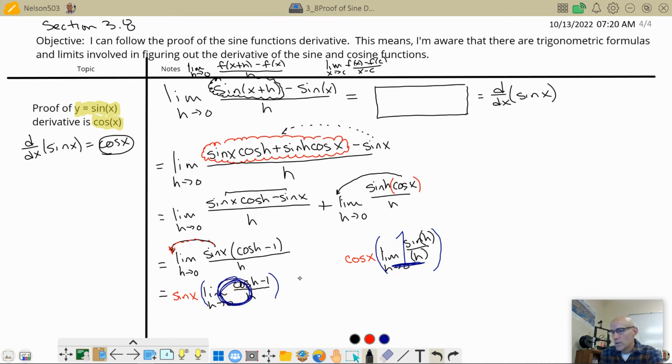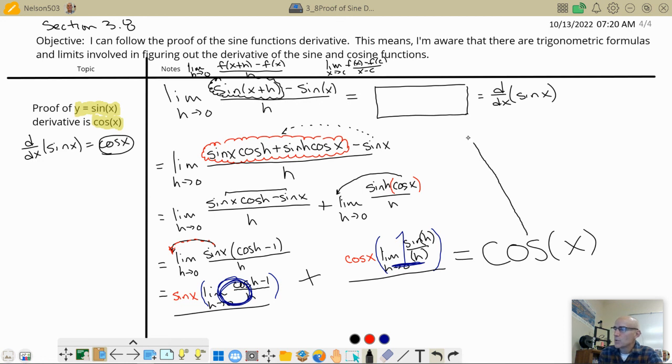So let's see if we can finish this off. I've got this one evaluated plus, look, it's this one plus this one over here. Now, if this goes to 0, this first term, 0 times sine x is 0. And cosine of x times 1 is just plain cosine of x. So all of this stuff becomes cosine of x. Hey, look, we just proved that the derivative of the sine function is the cosine function.